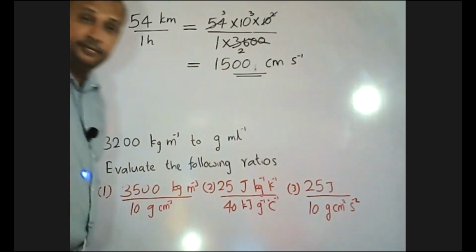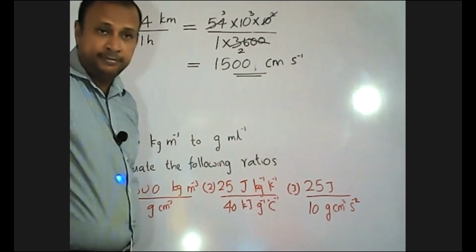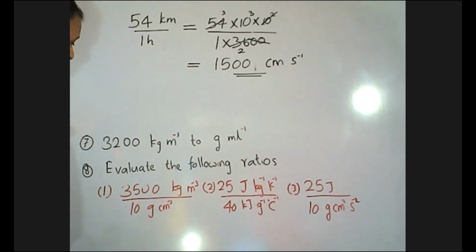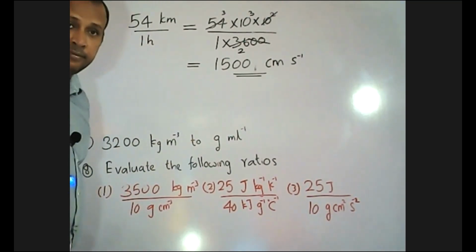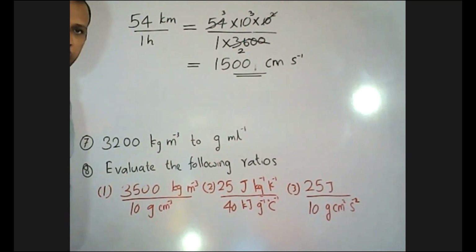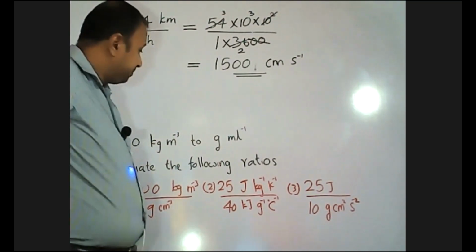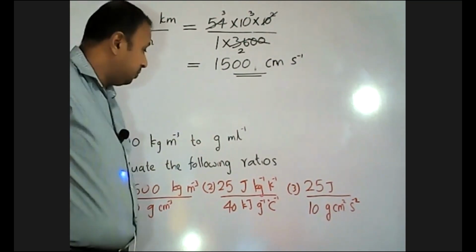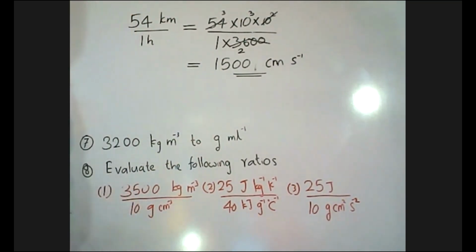7th question. Have you done that one? Cover the 7th one. 3,200 kg per cubic meter. We have to convert that one into gram per milliliter. How to do that?